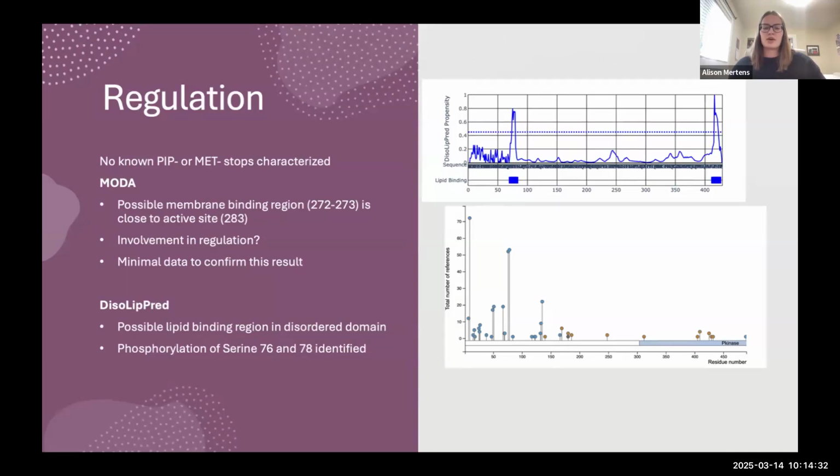Through using DisoLipPred, a possible lipid binding region was identified in the disorder domain, which correlates with identified phosphorylations of 2 serine residues at positions 76 and 78. There is a possible PIP stop here, but there's also minimal data to confirm this, as there is no supporting evidence of this being involved in regulation.